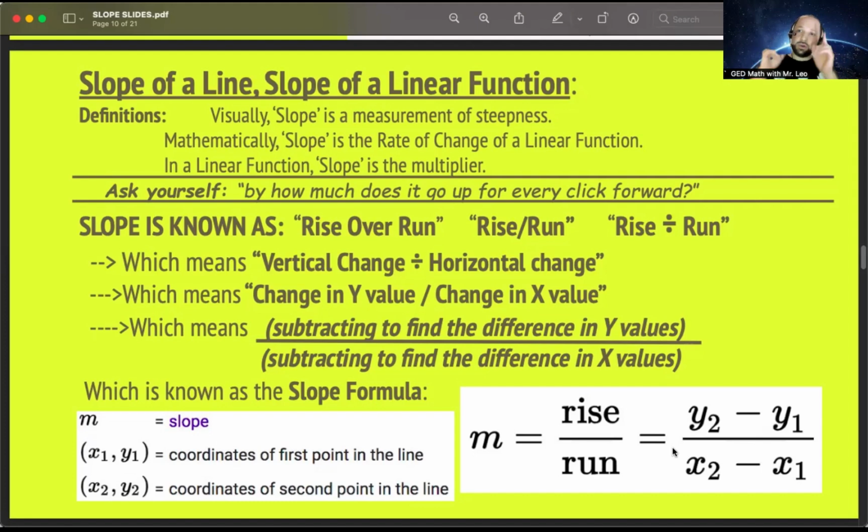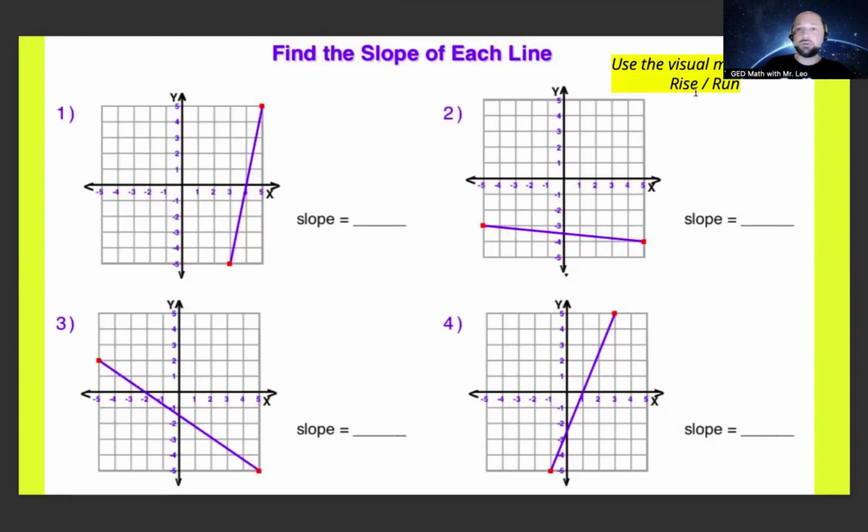All right, let's go ahead and practice this slope formula. Here we're going to find the slope of each line. We're going to use the visual method, rise over run. So look in here, look for any two clear points.